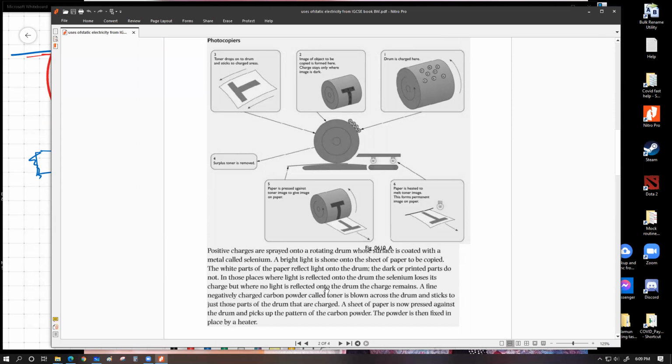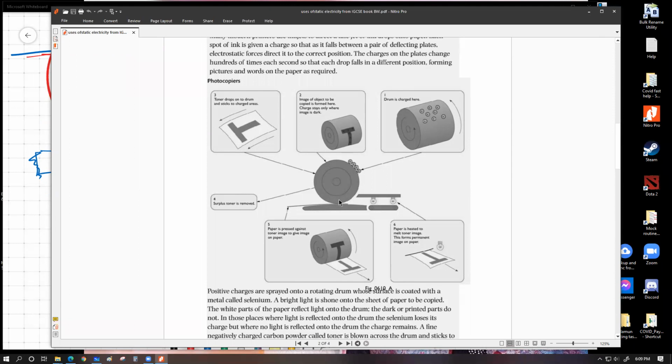You can read about this. Let me just explain what is happening. Any photocopier or a laser printer for that matter, they pretty much work on the same principle. There are actually a lot of differences between a photocopier and an inkjet printer, but one of them is that photocopiers and laser printers use powder ink, whereas inkjet printers use liquid ink.